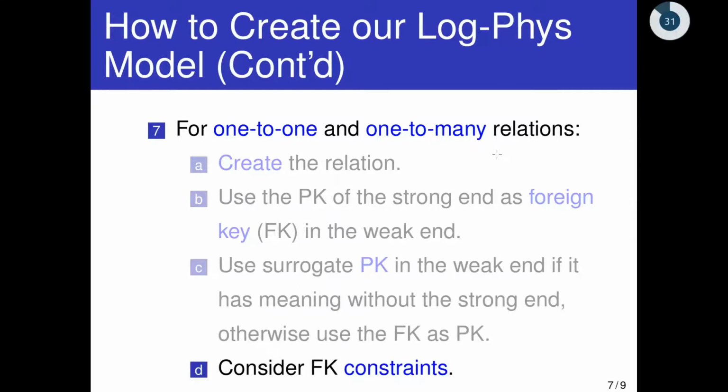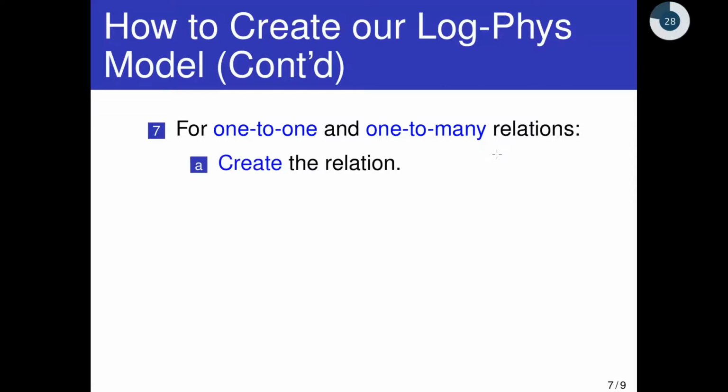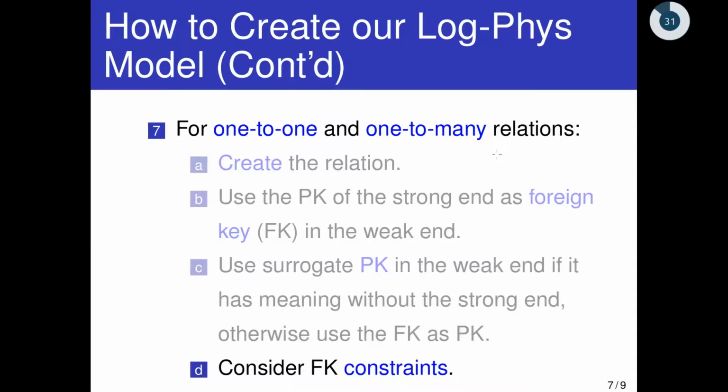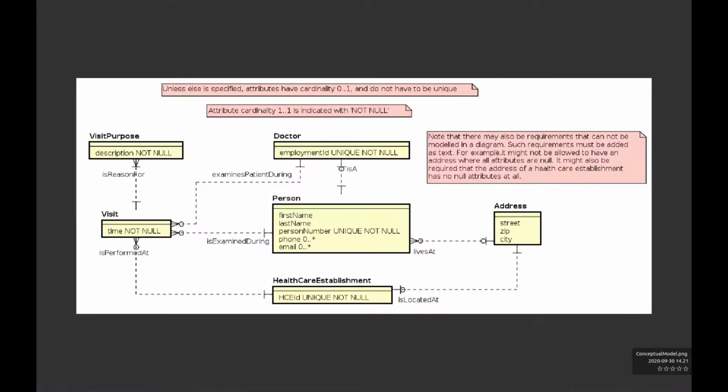Finally, we should also consider foreign key constraints. A few more words about foreign key constraints when we get to the point of assigning foreign key constraints for the first time. Okay, so we move back and start with point A, create the relation. So we will do all these 4 steps for each relation, and then all 4 for the next relation, and so on. So first, let's look at the relations.